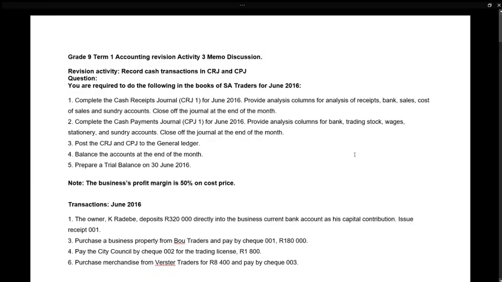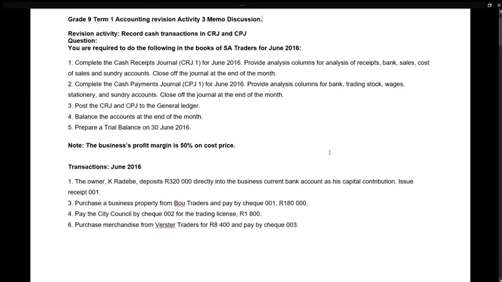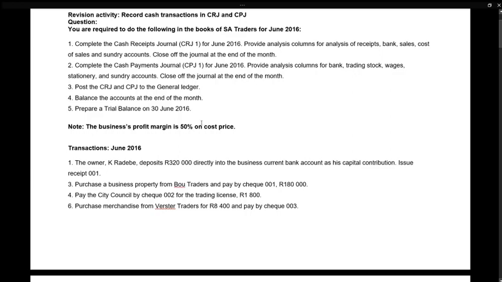Complete the Cash Receipts Journal 1 for June 2016. Provide analysis columns for analysis of receipts, bank, sales, cost of sales, and sundry accounts. Close off the journal at the end of the month. Complete the Cash Payments Journal CPJ 1 for June 2016 and post the Cash Receipts Journal and the Cash Payments Journal to the General Ledger and balance the accounts at the end of the month. Prepare a trial balance on 30 June 2016.